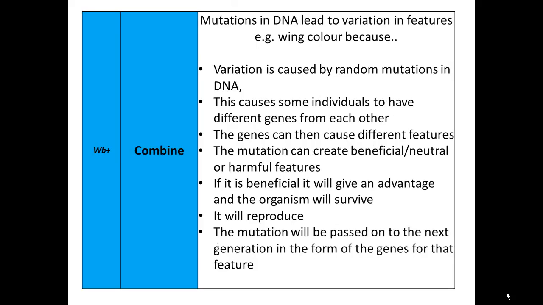Then, mutations in DNA lead to variation in features. Variation is caused by random mutation in DNA. This causes some individuals to have different genes from each other. The genes can then cause different features. The mutation can create beneficial, neutral, or harmful features. If it is beneficial, it will give an advantage and the organism will survive. It will reproduce. The mutation will be passed on to the next generation in the form of the genes for that feature. Okay?